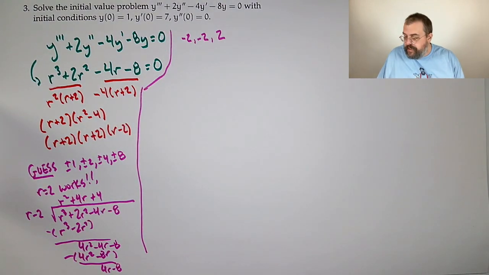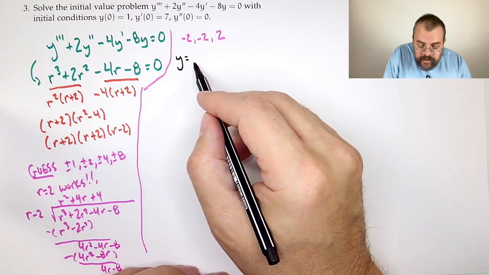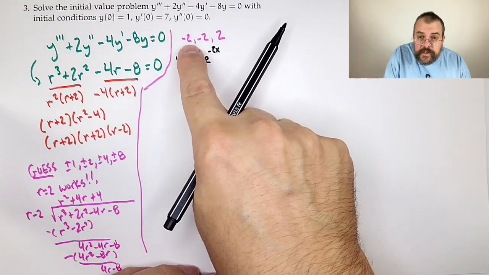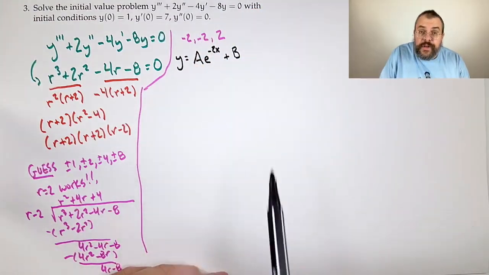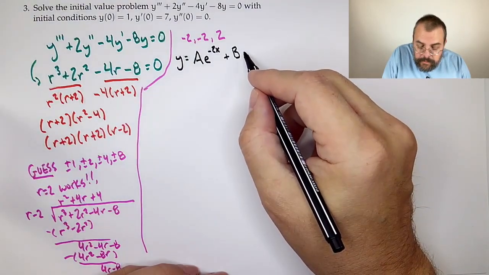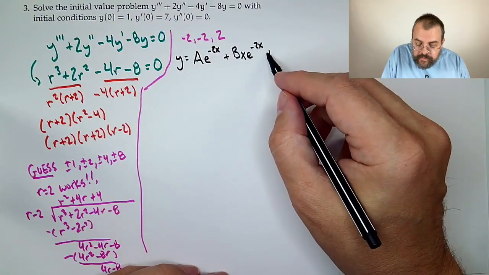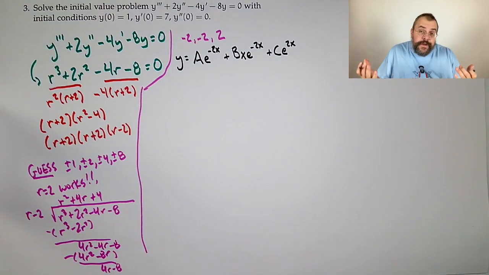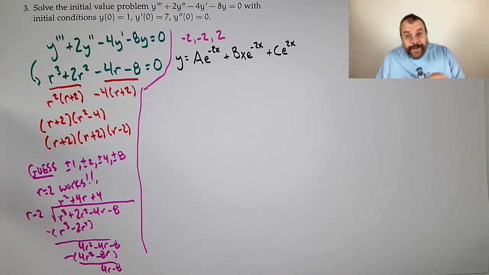So once we have our roots, that tells us our solution has the form y equals some constant a times e to the minus 2x, because that's the first root, plus some constant b. And here, oh, it's minus 2 again, so we need to bump it up: b times x e to the minus 2x. And then the 2, well, that's the first time we've seen 2, so that's some constant c times e to the 2x. What we don't know are a, b, and c, so we'll work on that.